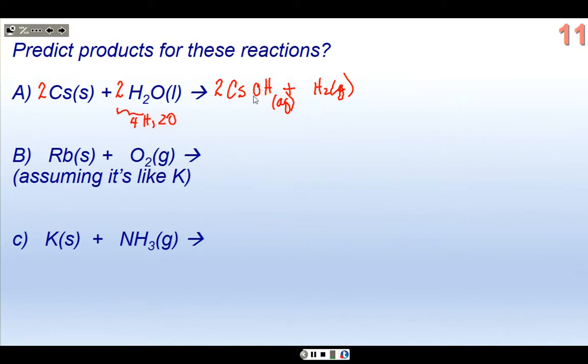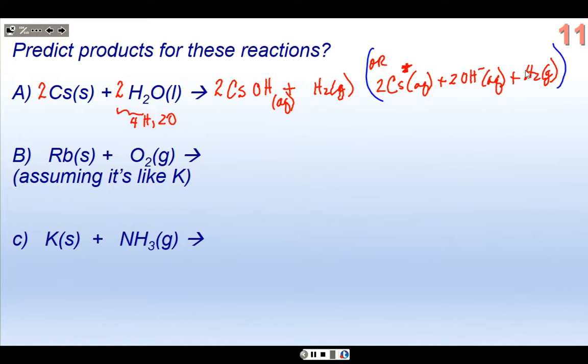So the cesium hydroxide is aqueous, and the hydrogen gas is also evolved. You could write this equivalently or similarly as 2 cesium ions with a plus charge that are aqueous, and 2 hydroxide ions that are aqueous, and H2 gas. Sometimes one method is more suited than the other, but those are both reflecting the products of the cesium ion and the hydrogen gas and the hydroxide.